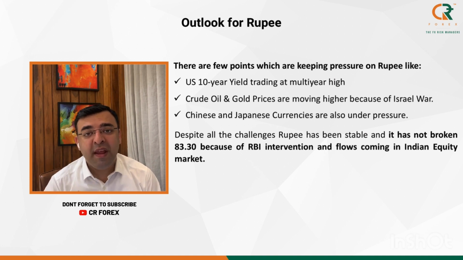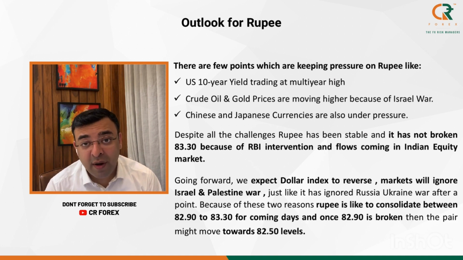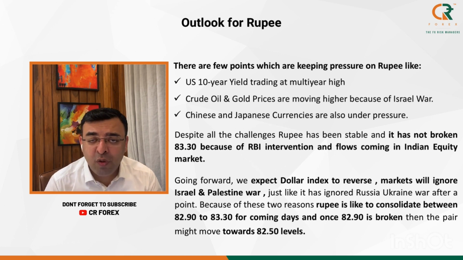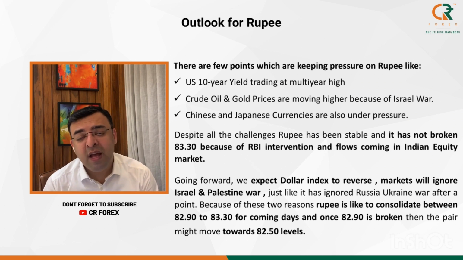Going forward, we expect dollar index to reverse and market will ignore Israel and Palestinian war, just as they have ignored Russia and Ukraine war after a certain point of time. Because of these two reasons, we expect that rupee to continue to trade between 80 to 90 on the lower side and 83.30 on the higher side. Once 80 to 90 is broken, then there are higher probability that the pair can move towards 82.5 kind of levels.